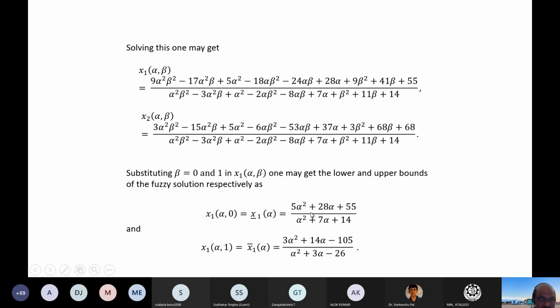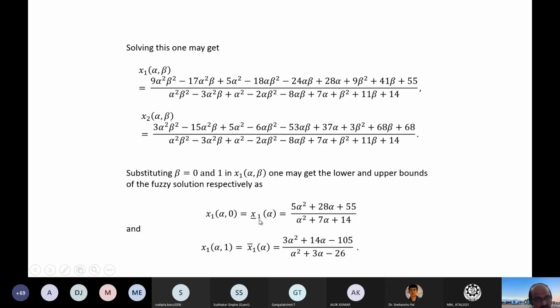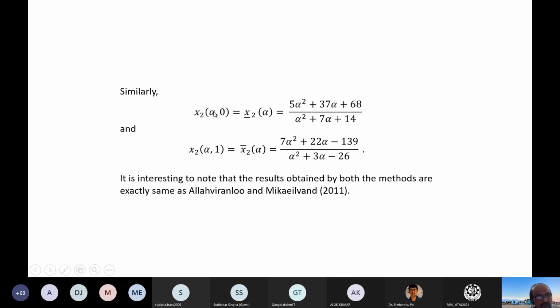Now for the interval solution, we need different values of alpha. You put different values of alpha: 0, 0.1, 0.2, up to 1, etc. So you'll get different interval solutions for this fuzzy system of equations. I have shown the x1 values lower and upper because I have a 2 by 2 system, remember. So I have two variables x1 and x2. This is for x1 lower and x1 upper, and this is for x2 lower and x2 upper.